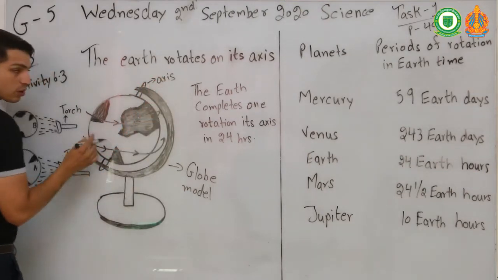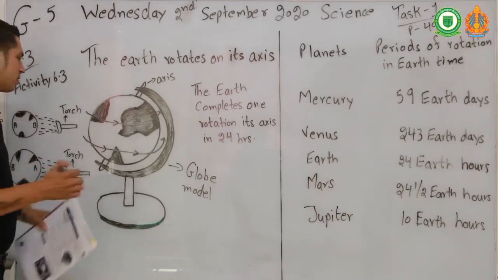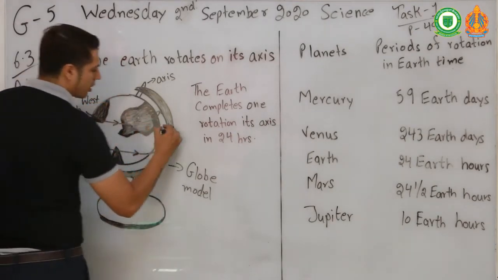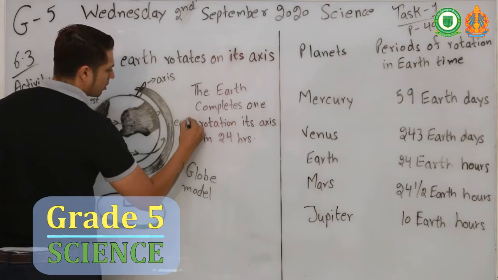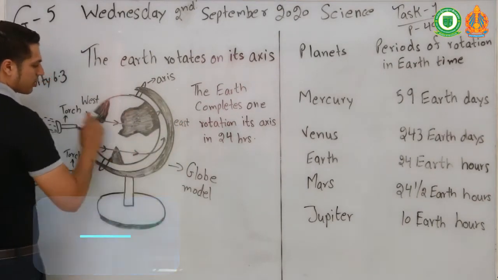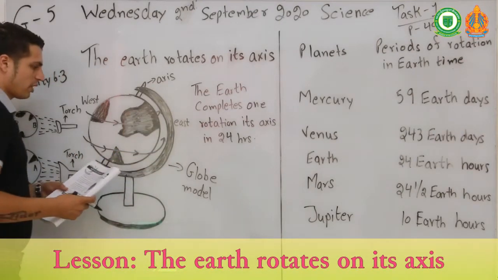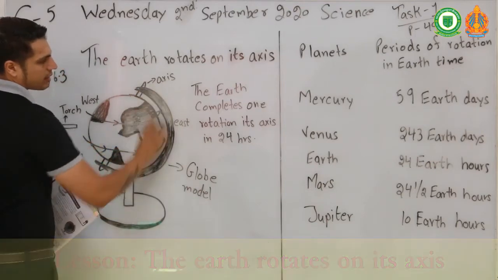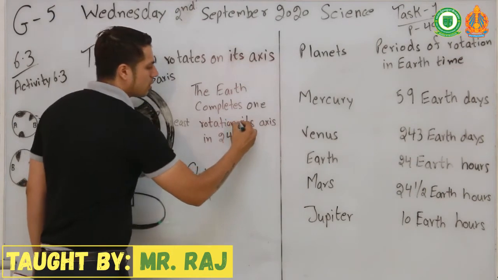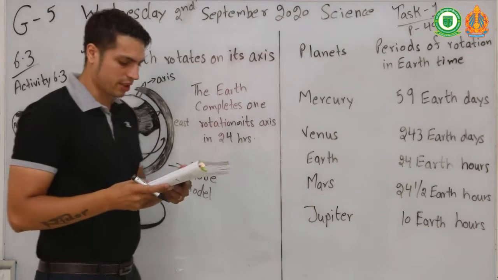The Earth's rotation is from west to east, and it rotates counterclockwise, like this. This is a globe model and this is the axis, and the Earth completes one rotation on its axis in 24 hours.